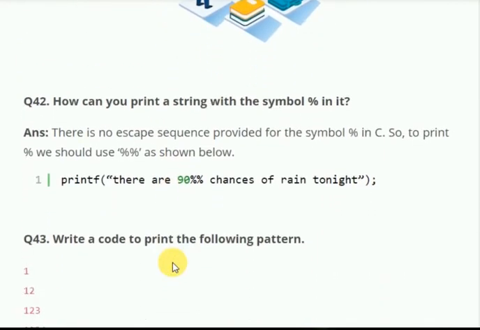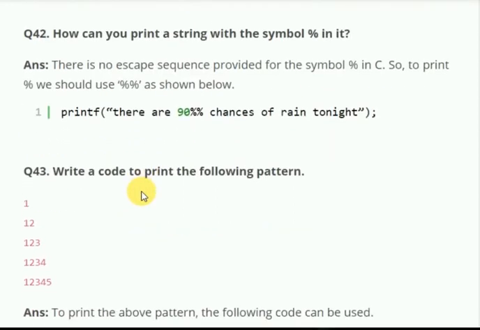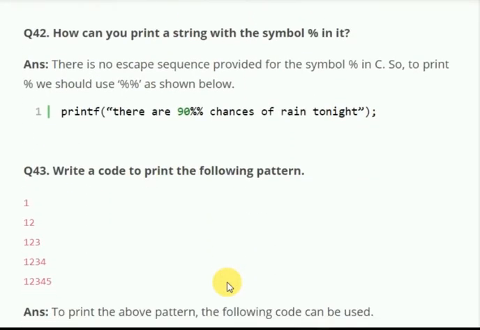How can you print a string with the symbol percent in it? There is no escape sequence provided for the percent symbol in C. So to print percent, we should use %% as shown below. There are 90%% chances of getting a 9. And the single percent will be shown.